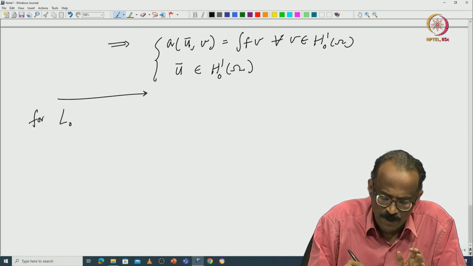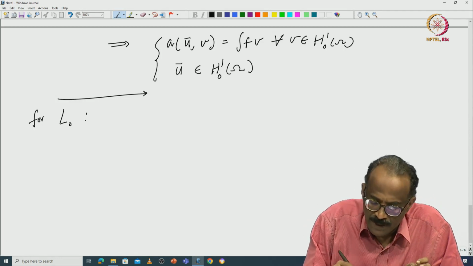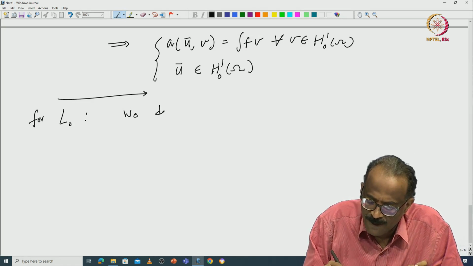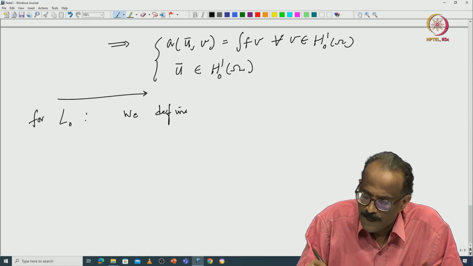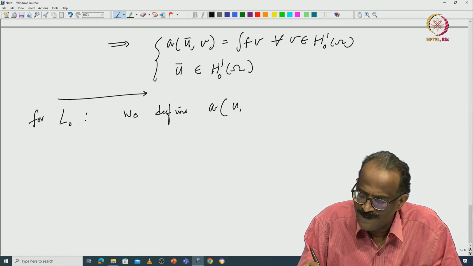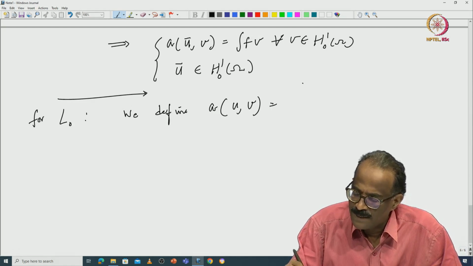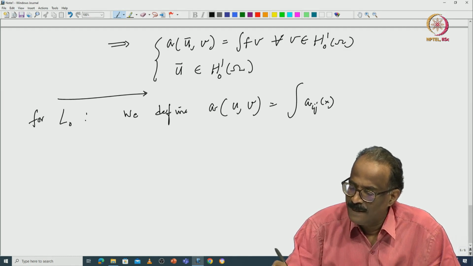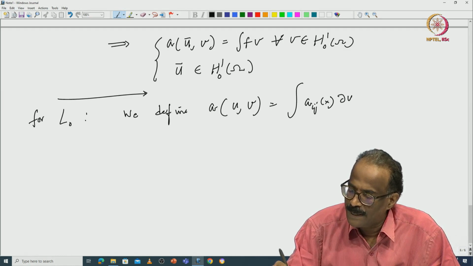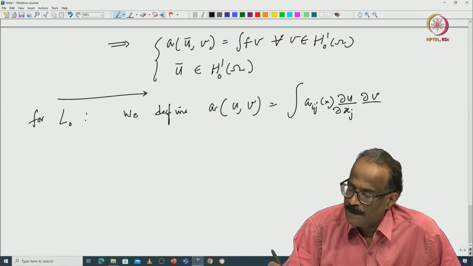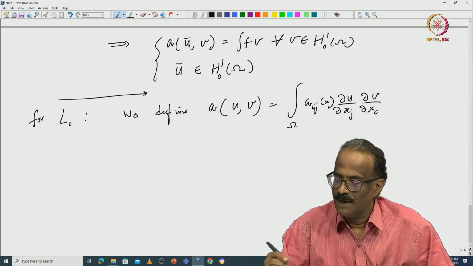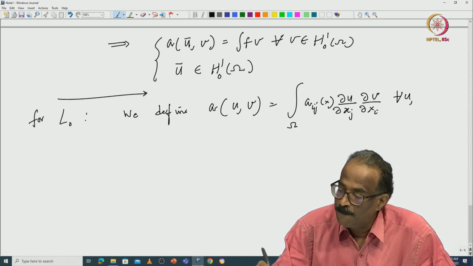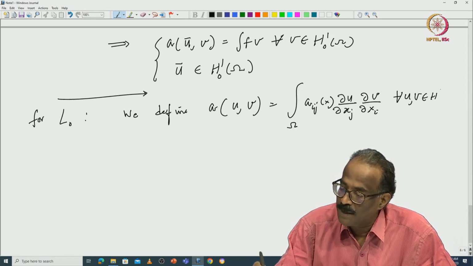The same thing can now be done for the operator L naught. For L naught we define A of u, v as the integral over omega of a_ij of x, du by dx_j, dv by dx_i, and this is for all u, v in H1 naught of omega.